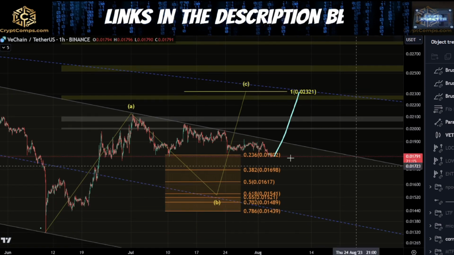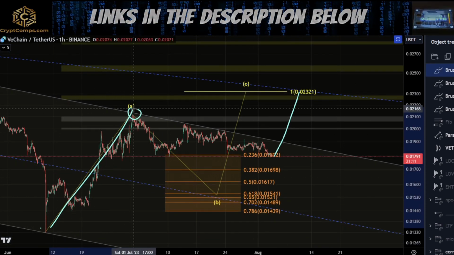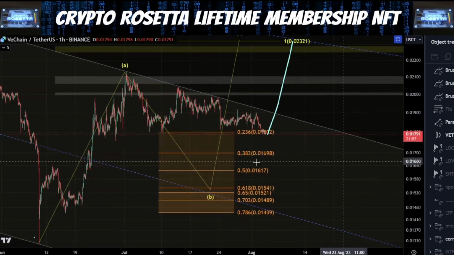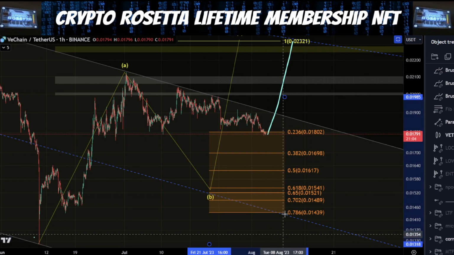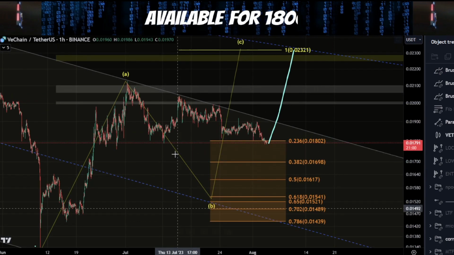Now, if we are looking at this in this way, effectively what we'd be saying is that this is potentially an A wave to the upside, and we're looking for this B wave. Now, the most common area that we look for a B wave is between this 50% and this 786, though we can see these fall short of these.